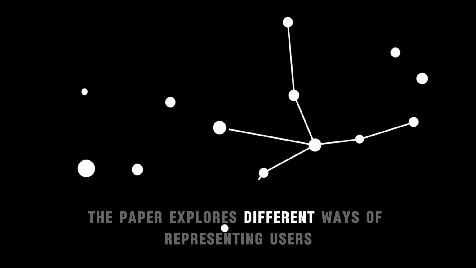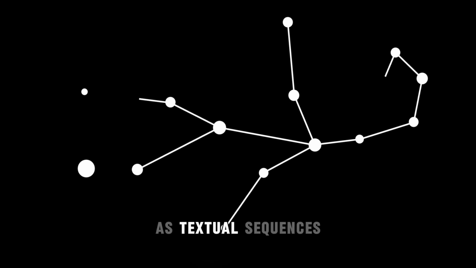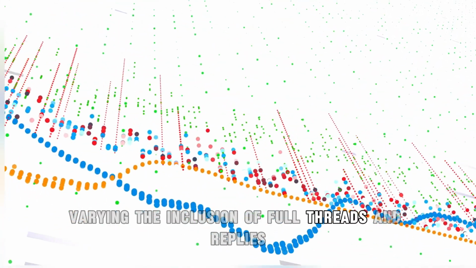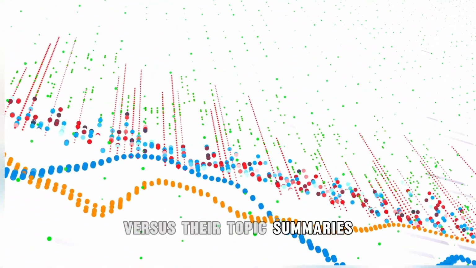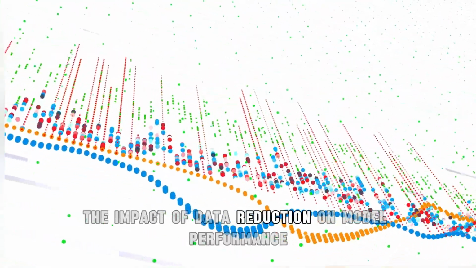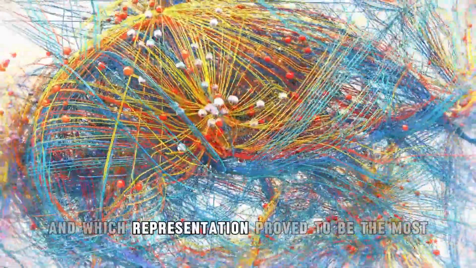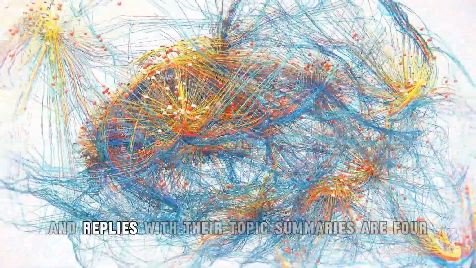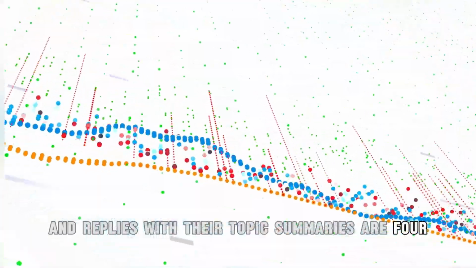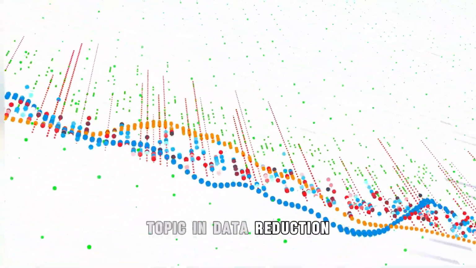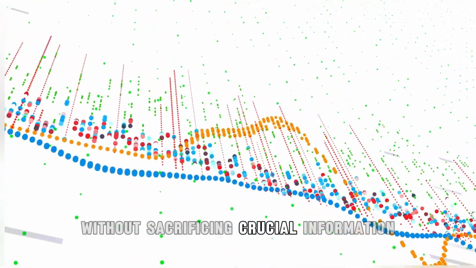The paper explores different ways of representing users as textual sequences. Can you elaborate on that? We experimented with 4 different representations, varying the inclusion of full threads and replies versus their topic summaries generated by BERTopic. This allowed us to assess the impact of data reduction on model performance. And which representation proved to be the most effective? The representation that replaced both full threads and replies with their topic summaries, R4, performed best, demonstrating the effectiveness of BERTopic in data reduction without sacrificing crucial information.